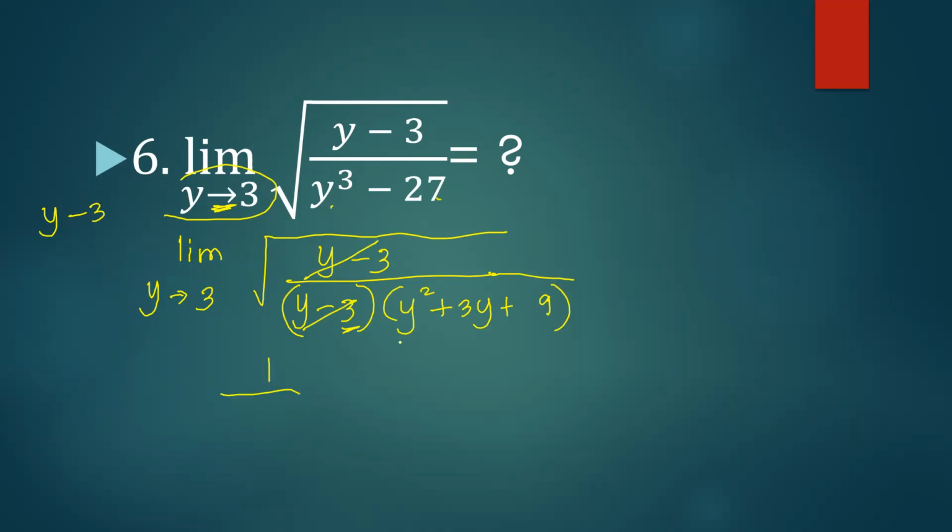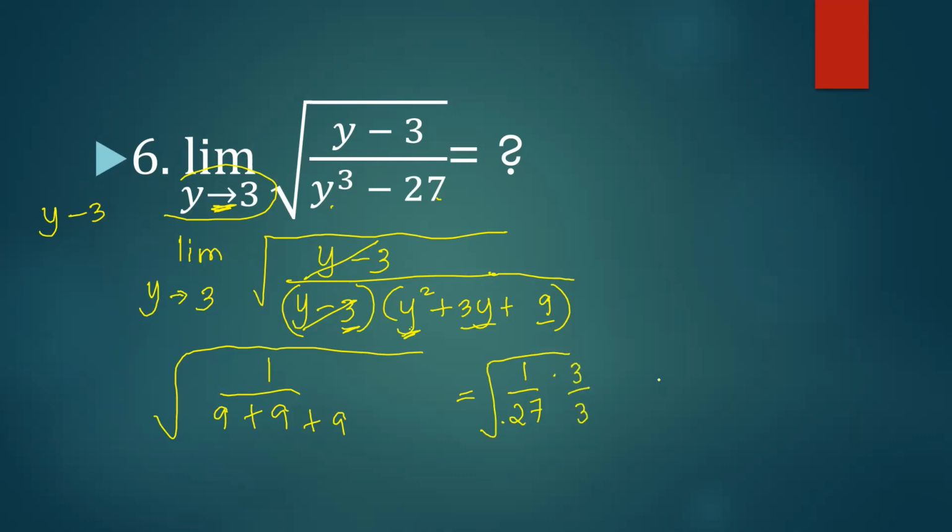So we have 1, we can replace our y by 3. 9 plus 9 plus another 9 here. So that will be 1 over square root of 27. Yan. We can just multiply both numerator and denominator by 3 para maging 81, which is a perfect square already. So the answer will be square root of 3 over square root of 81, which is 9. Okay, so that's it. This is our final answer.